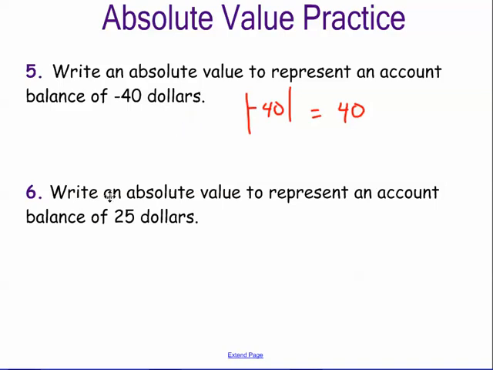Okay, write an absolute value representing an account balance of $25. So the absolute value of 25 is 25. That means you are $25 above 0. So you have $25 in your account. Okay, you don't owe any money. You are in good shape here. Okay, so you have $25. See the difference between these two? This one you're in debt up here because you're in negative. Okay, but you're still $40 away from breaking even.